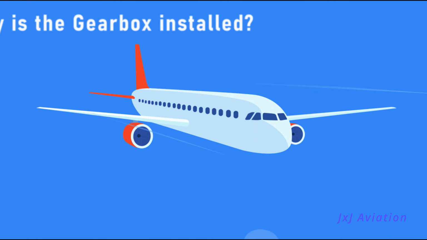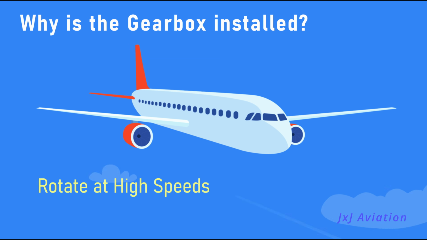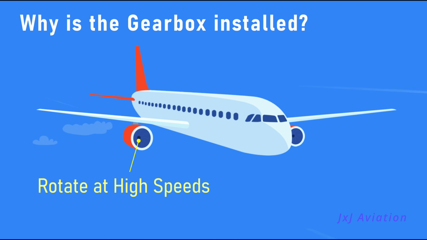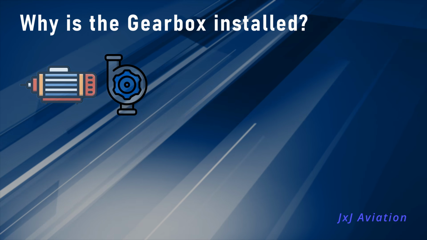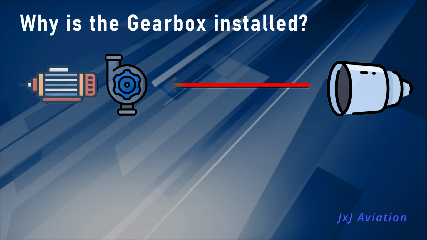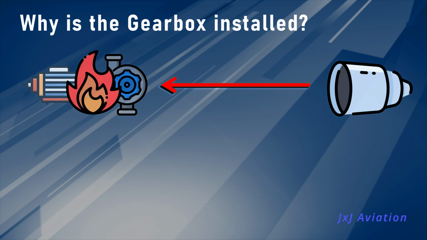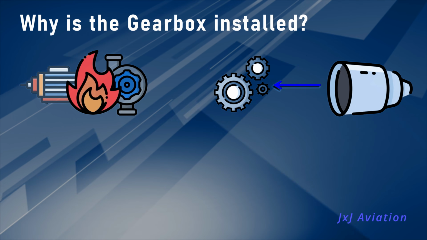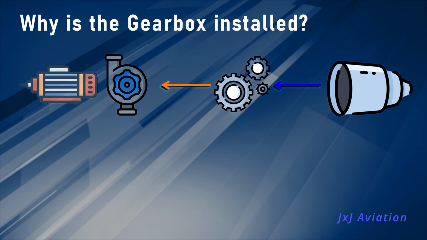Why is the gearbox installed? The shafts in a gas turbine engine rotate at very high speeds. If a generator or pump is directly connected to a shaft, it won't be able to manage those shaft speeds and will burn off. The gearbox reduces the shaft speed to efficiently run the generators and pumps.